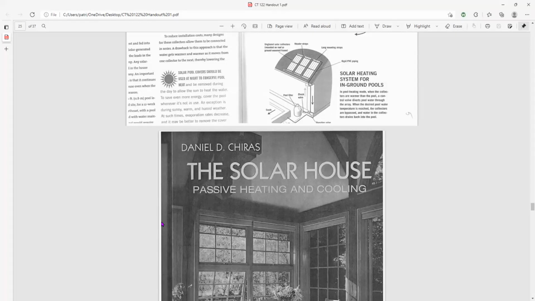There's somebody who's interested in those film collectors. So on page 258, there's a picture of that green film that goes on those metal standing seam roofs. And so you can put that film right on there.